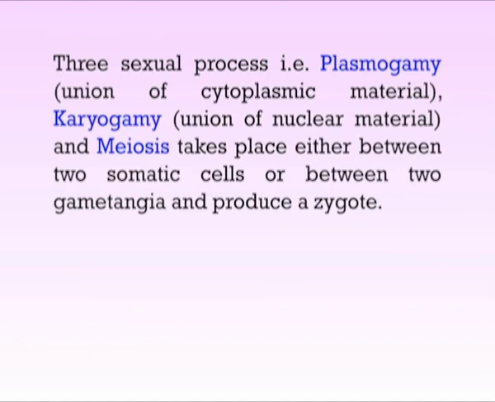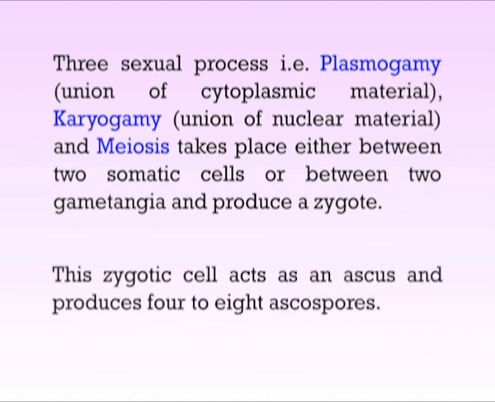Plasmogamy means the union of the cytoplasmic material. Next is karyogamy. By karyogamy, it means the union of nuclear material. And finally, meiosis. It takes place either between the two somatic cells or between two gametangia, and it produces a zygote. This zygotic cell acts as an ascus and produces 4 to 8 ascospores.